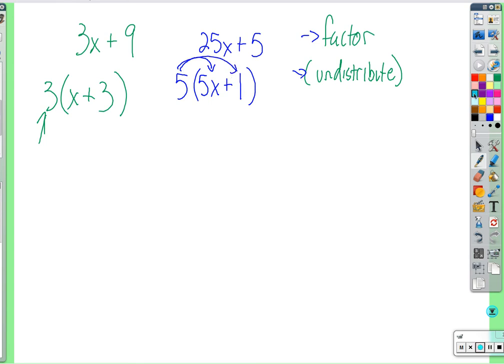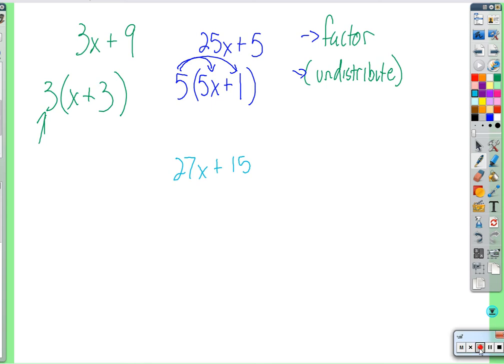Okay, one last quick one. 7x plus 15. What number can divide both of those? Or what's the biggest number that can divide both of those? Put that outside the parentheses and distribute that number. Don't just make it go away completely. Take it outside the parentheses.